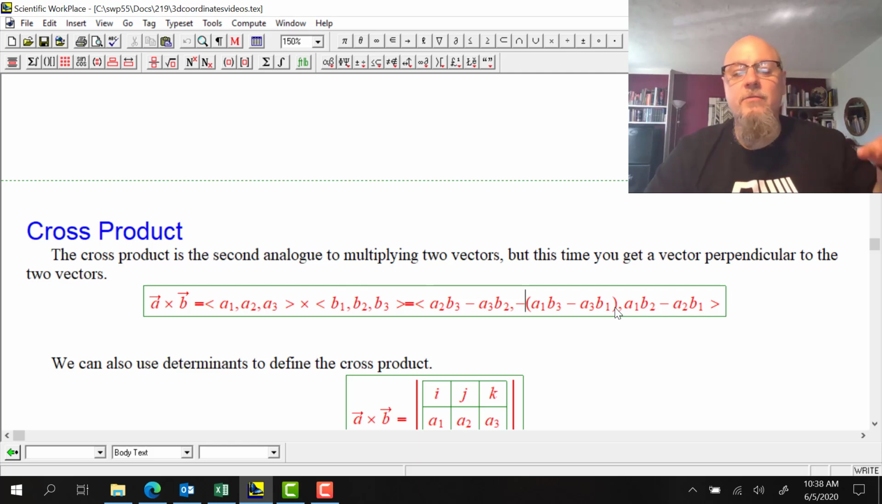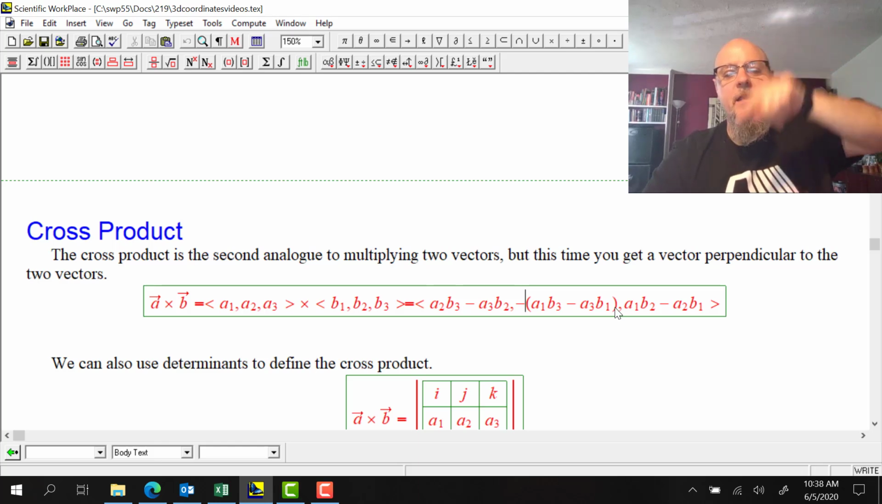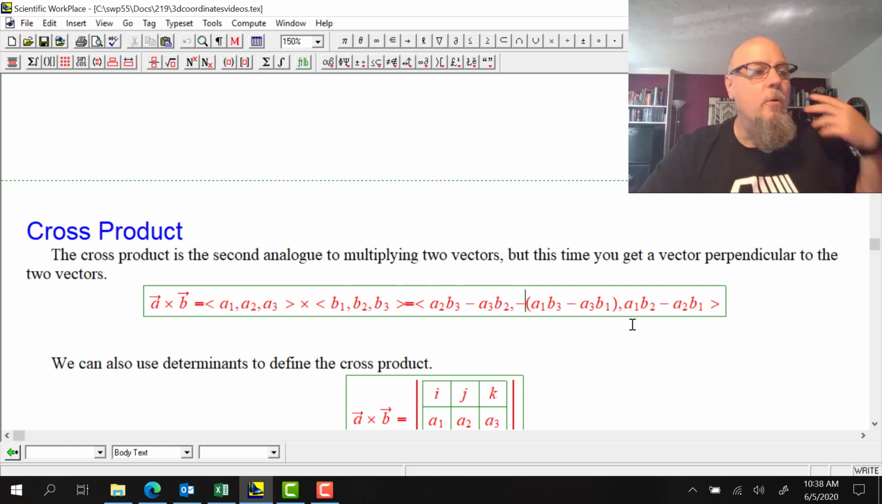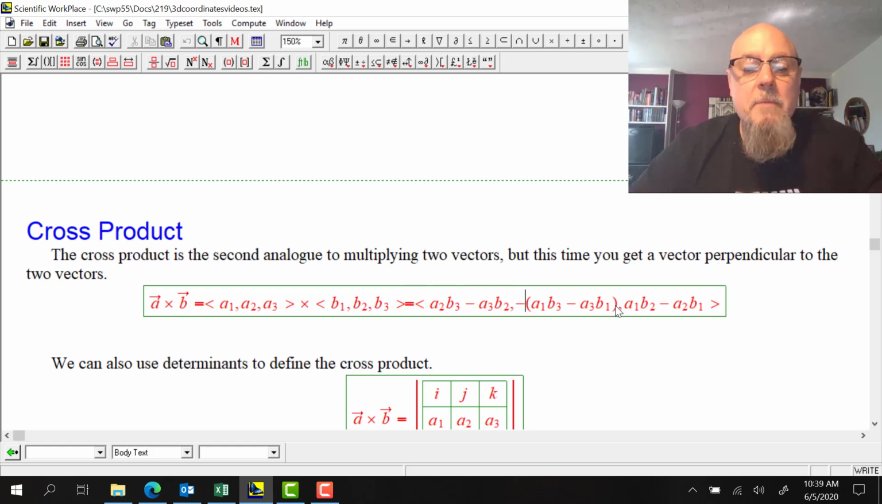I like the pattern of 2, 3, 3, 2, like high, low to high, high to low, low to high, high to low, that kind of thing. And then just remembering the middle term has a minus in it. Anyway, there's our formula. That's as it is defined component-wise.